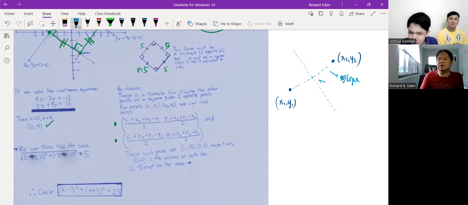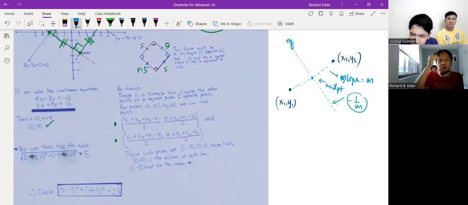Slope. Pwede din natin hanapin yung midpoint. Tapos kung ang slope nito ay m, then that means the slope of this perpendicular bisector is -1 over m. And because you have the slope and you have the midpoint, then you can find the equation of this. Okay, pero yun nga lang, there are going to be many points here.